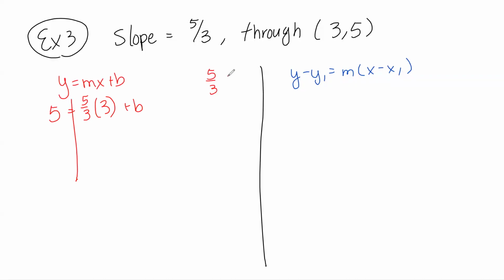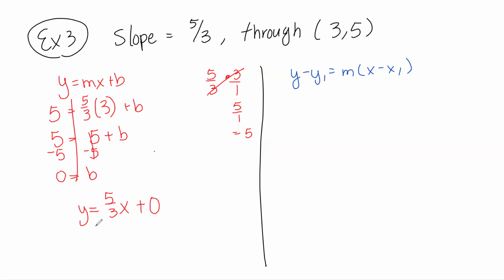This is 5/3 times 3, technically over 1. Cross cancel, and that's 5 over 1, better known as 5. If you're scared of fractions, do that in a fraction calculator if you're allowed to. If you are a Desmos calculator person, Desmos can take care of that for you. I'm going to subtract 5, and I'm going to get 0 is b. So this is y equals slope, so 5/3 x plus 0.